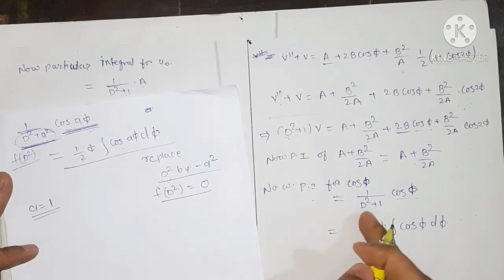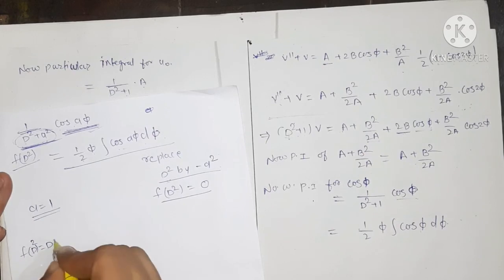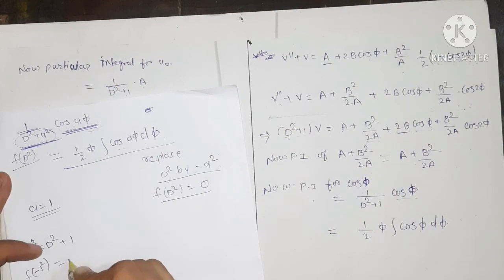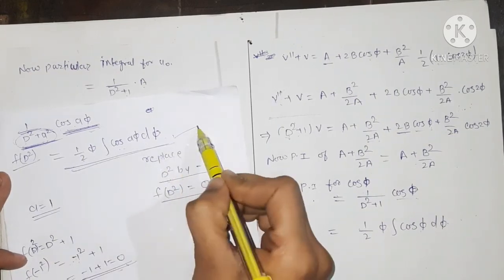So when a equals 1, when we replace d square by minus a square, here d square plus 1 is our f of d square. When we replace d square by minus 1 square, that is minus 1 square plus 1. Minus is outside the square, so it is minus 1 plus 1 equals 0. So this comes out to be 0, and therefore we are using this formula.